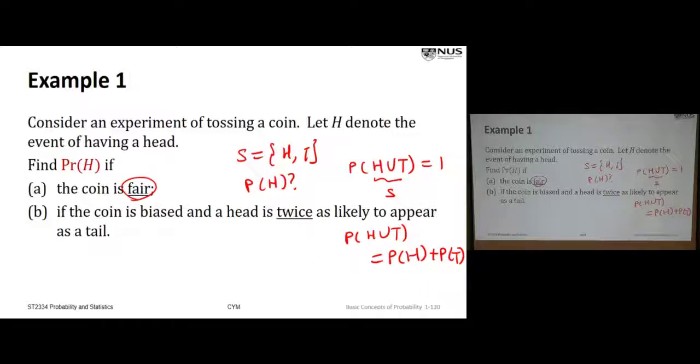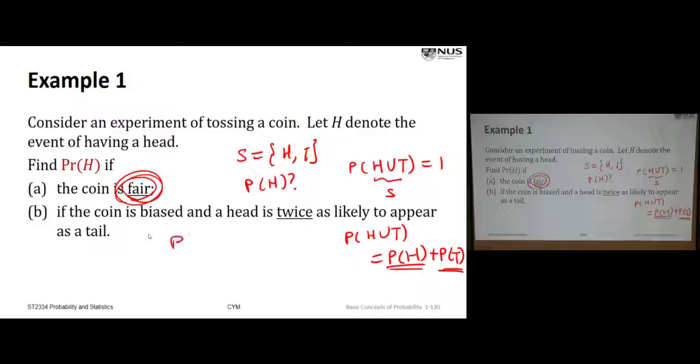Then how to get the probability of H? Here we have to use not the axioms, but the question. It's a fair coin. What does fair mean? Fair means that these two are the same. So you just replace. That means you are solving two equations.